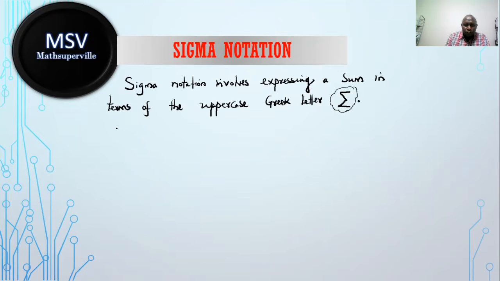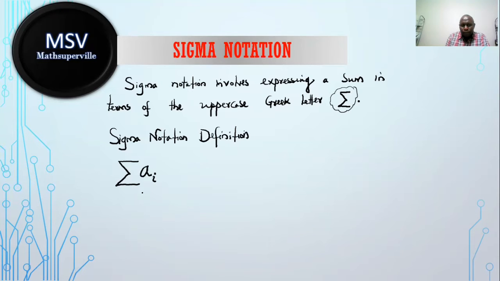So the sigma notation definition. If we express a sum of, let's say, a sub i from i equals 1 to n, this can be expanded as a sub 1 plus a sub 2 plus a sub 3 plus, so we continue with the summation up to a sub n.